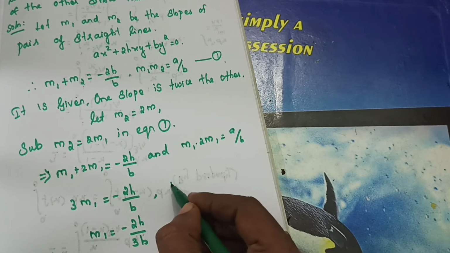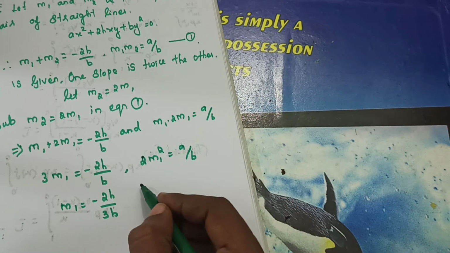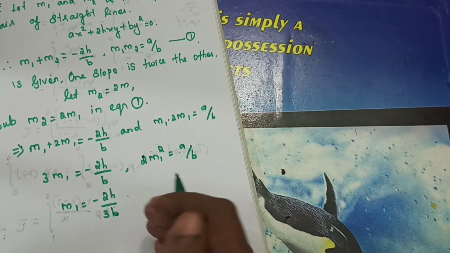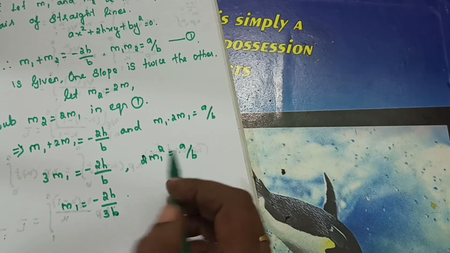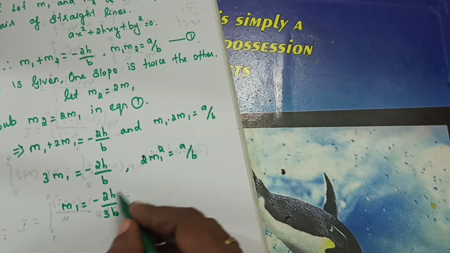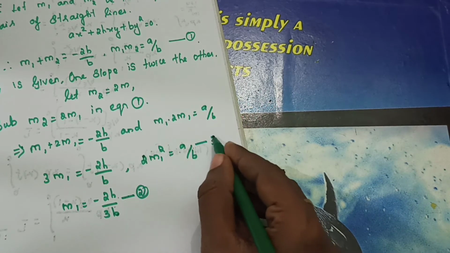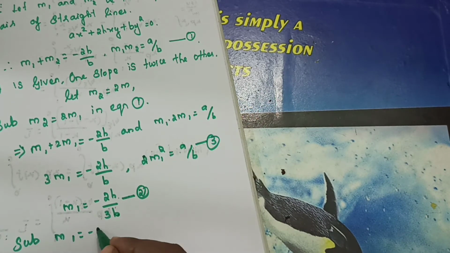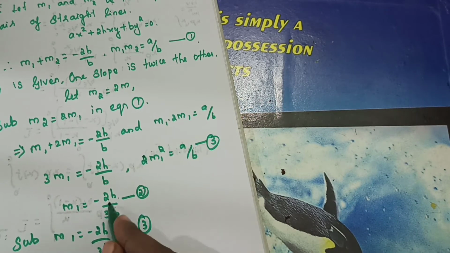Then same as this one also. How much will you get? 2m1 square is equal to a by b. Correct? Understand? You can substitute these two equations in any one of the equations and you will find the answer. So, shall we do one simple method? Take this as equation 2 and this as equation 3. Now substitute m1 equal to minus 2h by 3b in 3.